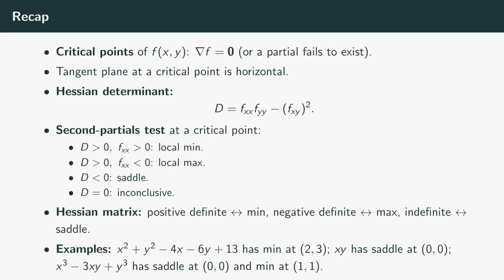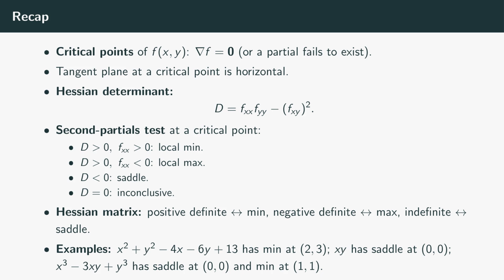Recap. A critical point of a smooth function f of x, y is where both partials vanish, the gradient of f equals the 0 vector, or where a partial fails to exist. Geometrically, the tangent plane at a critical point is horizontal. To classify the critical point, compute the 3 second partials and form the Hessian determinant capital D equals f sub xx times f sub yy minus f sub xy squared.